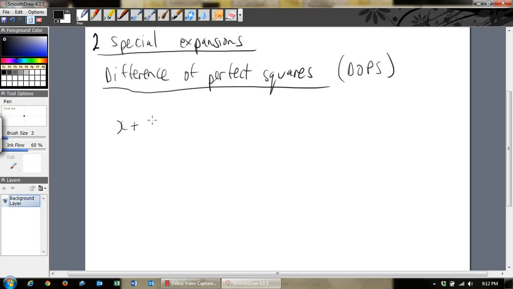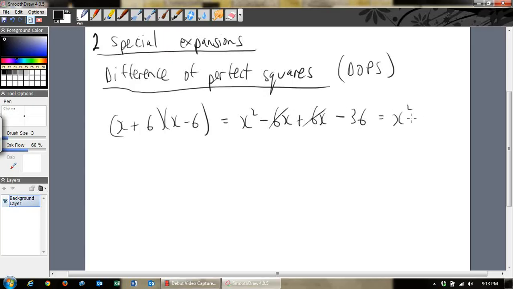Let's expand this: x plus 6, x minus 6. Let's just expand this out quickly. X times x is x squared. X times negative 6 is negative 6x. Positive 6 times x is positive 6x. And positive 6 times negative 6 is negative 36. Right, so now that we've done that, what's negative 6x plus 6x? That just cancels out to 0, and you get x squared minus 36.